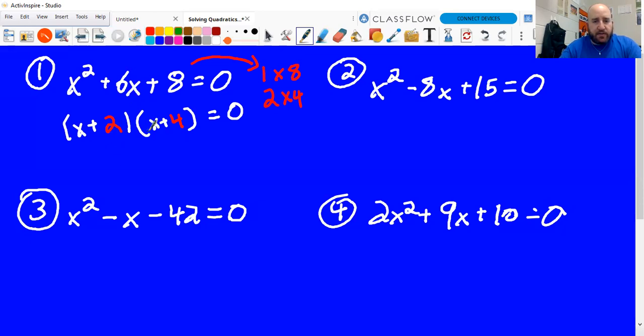Now to actually get my zeros, the conventional method, which I'll probably learn, is to set each of these equal to 0. X plus 2 equals 0. X plus 4 equals 0.